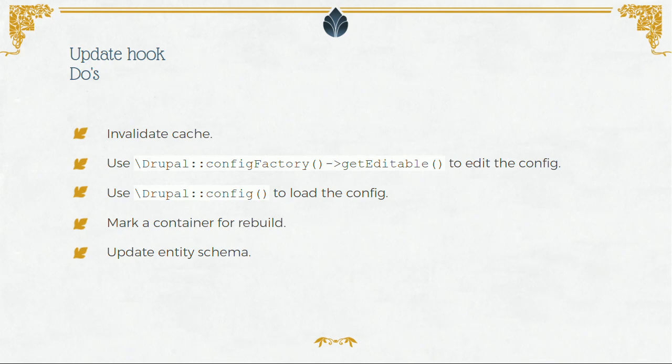Another thing which is very important, during the update hooks, we still use the dependency injection container. It is a minimal container, but it is still very helpful and useful. So do not rebuild your container during any update hook. Always mark it for rebuilding, so that once the hook execution is finished, the container is rebuilt properly. And similarly, entity schema depends heavily on configuration in core and container services. So you have to make sure that these things are there, and then you can update entity schema as well.